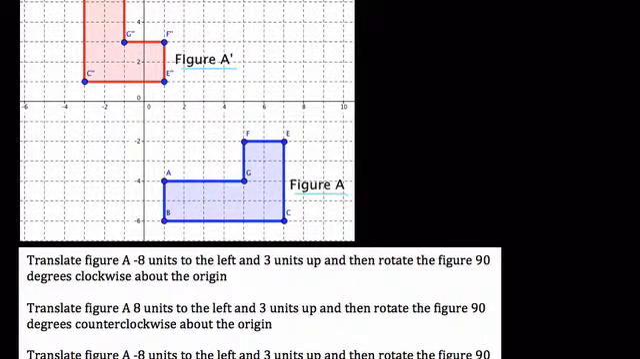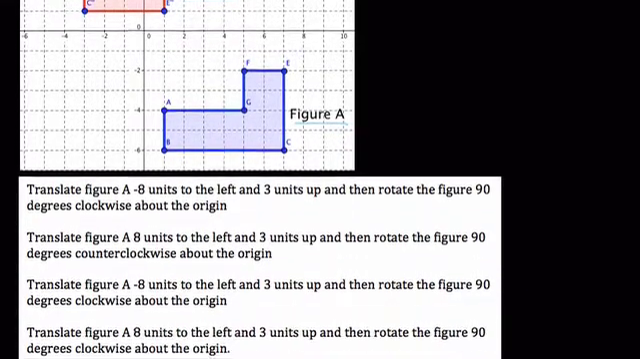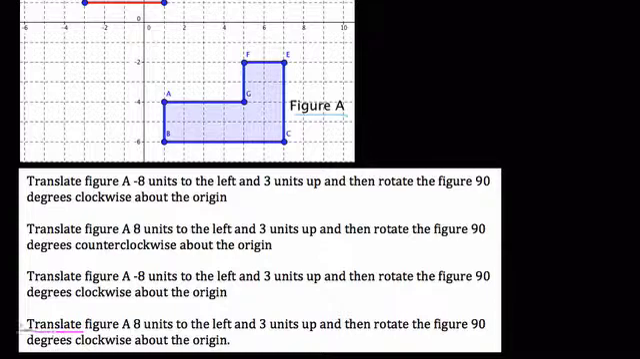As we look at the choices, we should notice that each choice starts with a translation, right? Translate the figure. And if you remember, a translation means a sliding of a shape. So here they're saying before you turn the shape, before you flip it, translate it, or slide it around on the plane. There are two types of translations happening here.